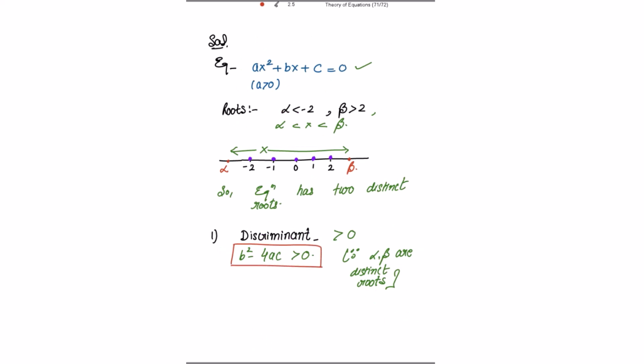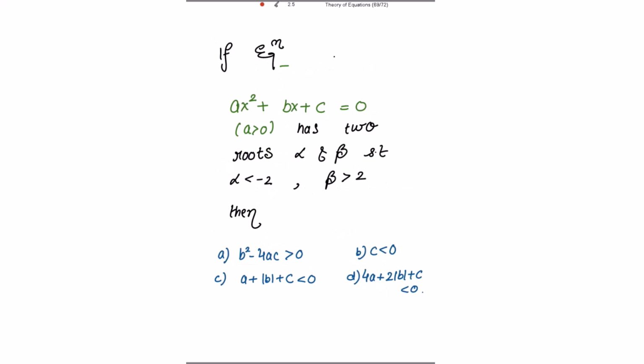Now let's check the options. So first option, discriminant strictly positive. This is true. We have proved this. C strictly less than 0. This result also has been proved. Then is a plus mod b plus c strictly less than 0. This is also true. And 4a plus 2 mod b plus c strictly less than 0. This is also correct. So all the 4 options are correct.